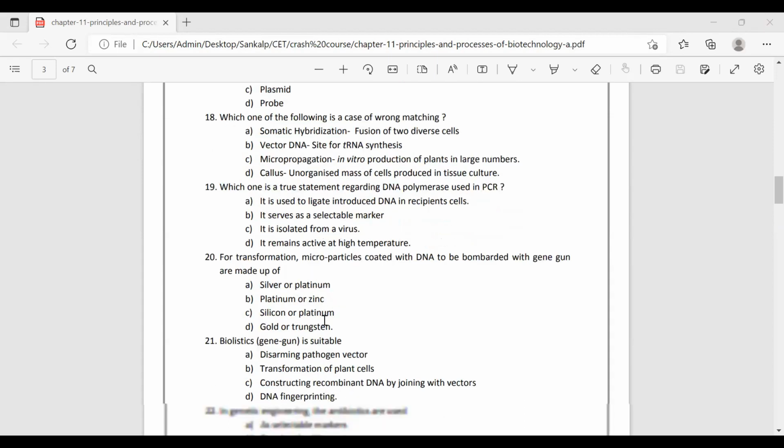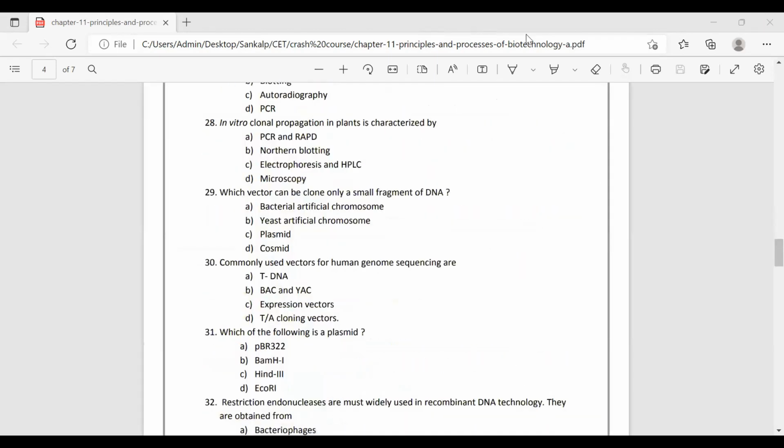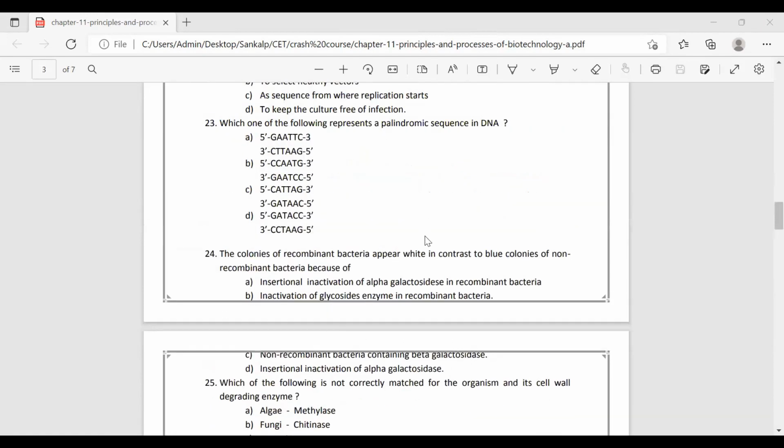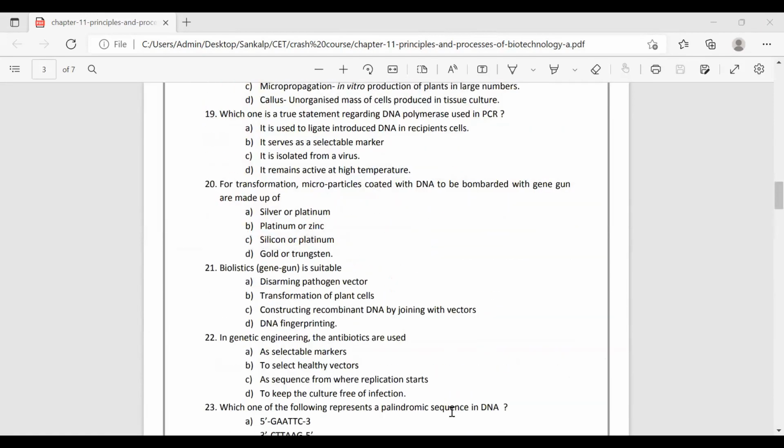So we completed 20 questions. We have more questions to be solved. We will complete 5 more questions and then we will end the session. 21st question, biolistics, that is gene gun, is suitable for option A, disarming pathogen vector, option B, transformation of plant cell, option C, constructing recombinant DNA by joining with vector, option D, DNA fingerprinting.